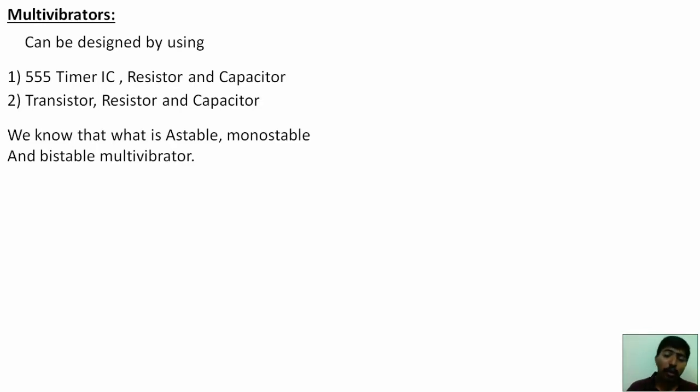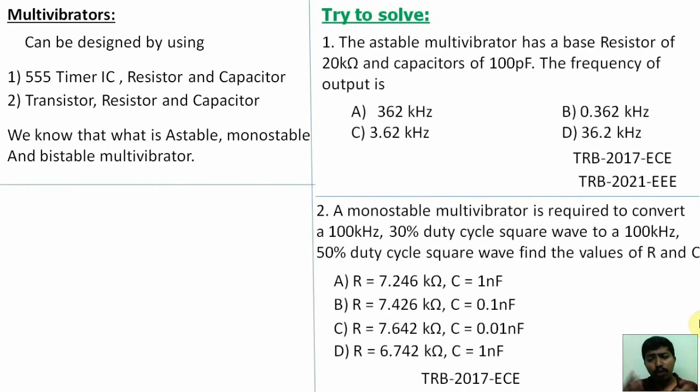So when you write the examinations, if the problem is given on multivibrators, then we have to check whether the 555 timer IC is given or not. If the 555 timer IC is given, we have to use this formula. If the 555 timer IC is not given, we have to use this second approach formula. Now I will list the questions. If you are able to solve these questions, no need to watch the video further. If you are not able to solve them, just listen to this video carefully.